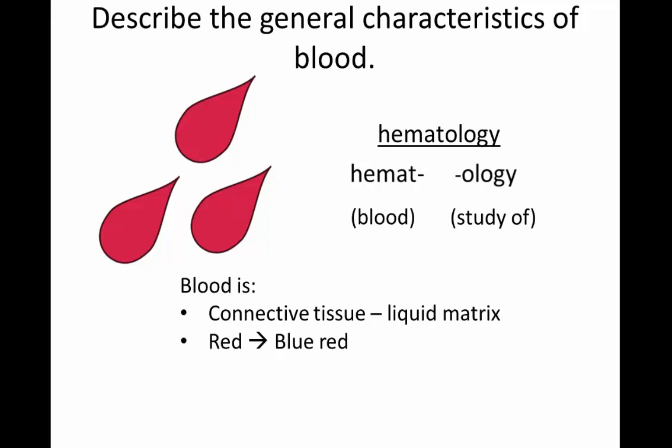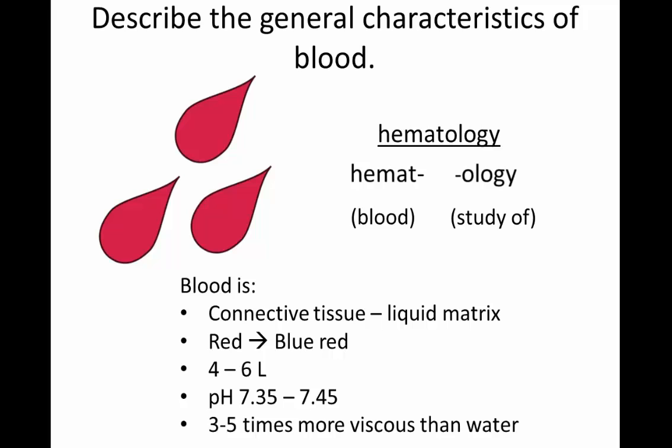The color of blood is somewhere between red and blue-red, depending on whether the blood is oxygenated or not. The average person has 4 to 6 liters of blood in their body. The pH of the blood is just slightly alkaline, slightly basic, at 7.35 to 7.45. The blood is 3 to 5 times more viscous than water. This term viscous is referring to the thickness of the blood, so the blood is 3 to 5 times more thick than water.